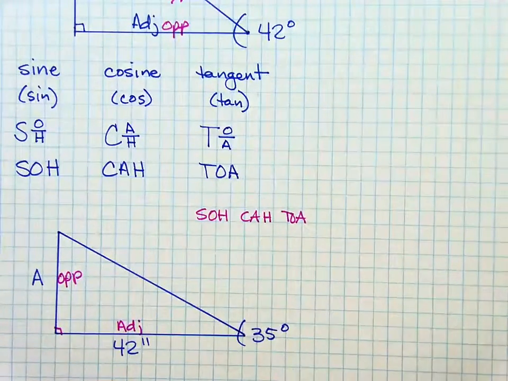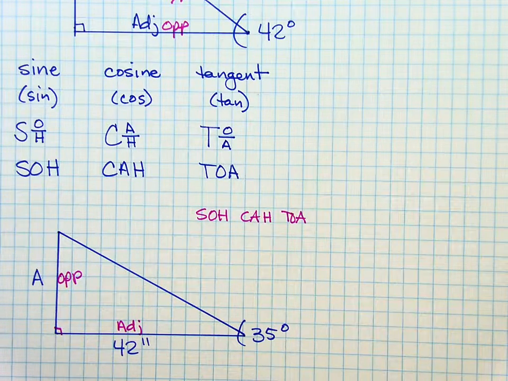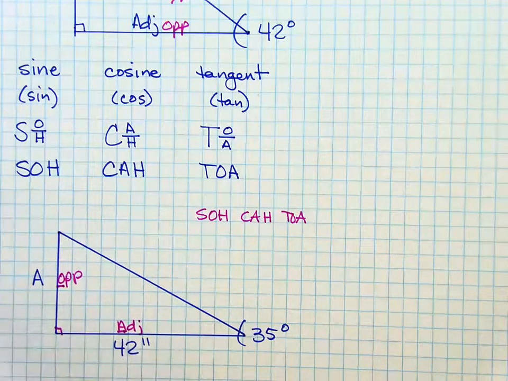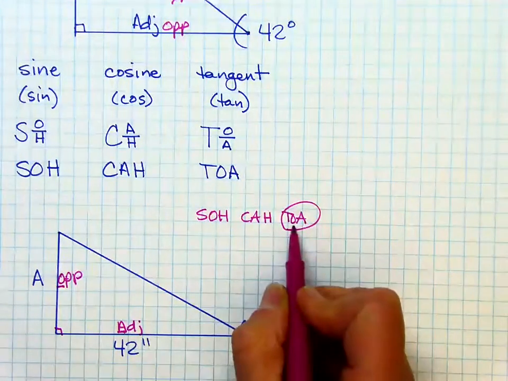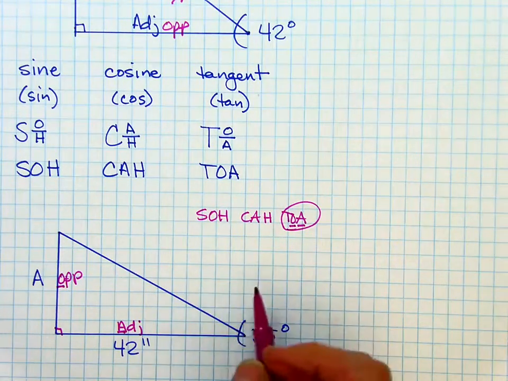And this is how I think through it. I want to pick a function that has what I have, which is the adjacent, and what I want, which is the opposite. So which function has both an adjacent and an opposite, or an opposite and an adjacent? Well, tangent does, and you can see it here, opposite and adjacent. So this is how we're going to write it out.